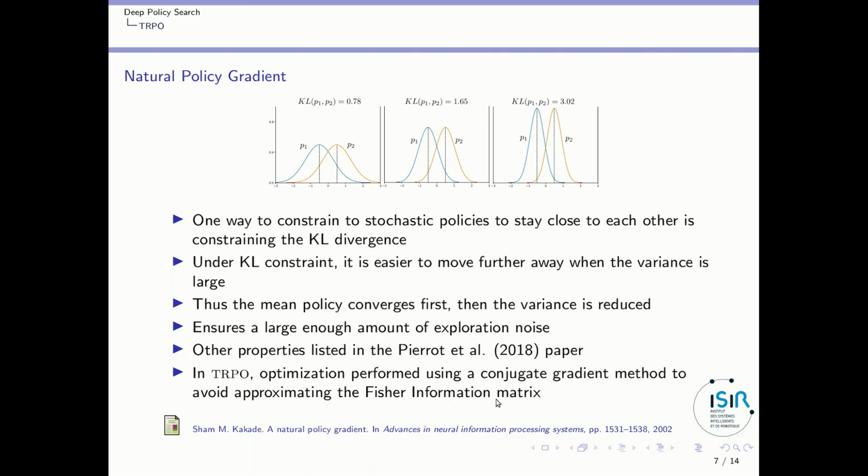So approximating this matrix will be very expensive. So John Schulman proposes rather to use a conjugate gradient method, which is something more efficient, where you multiply matrices by vectors so as to avoid representing the matrices. And this makes TRPO tractable.